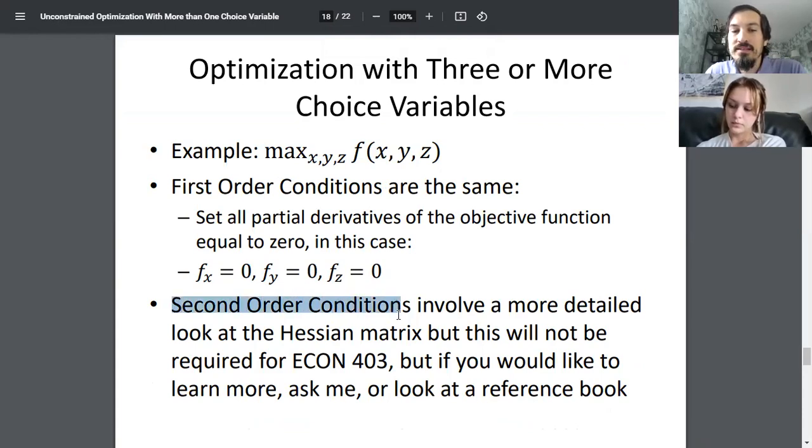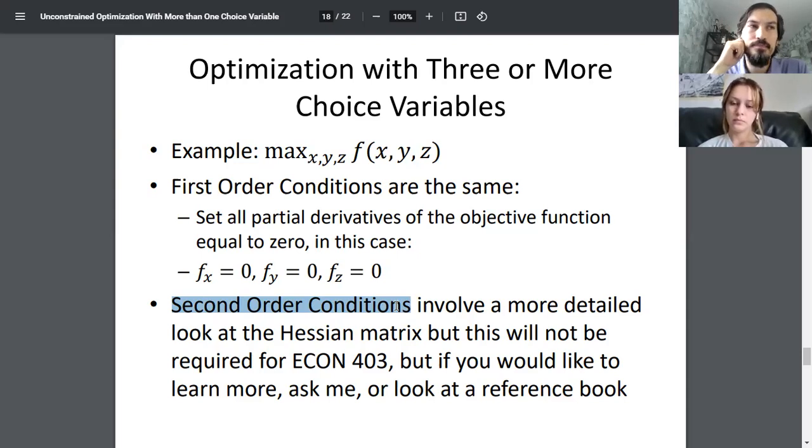You might ask, well, what about the second order conditions? Remember, the second order conditions were this thing where you had f_xx negative or positive, depending on whether it's max or min, and you had the determinant of the Hessian is positive. Well, it's more complicated for second order conditions. And I could teach you it. I just sort of think, nah, maybe not for Econ 403.